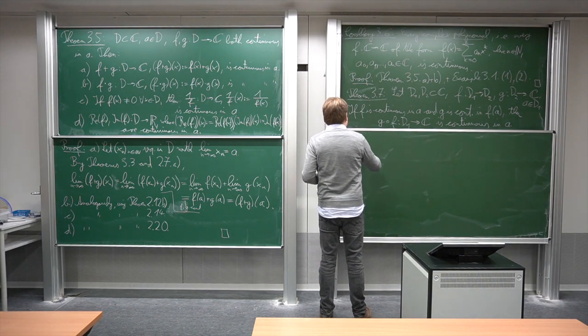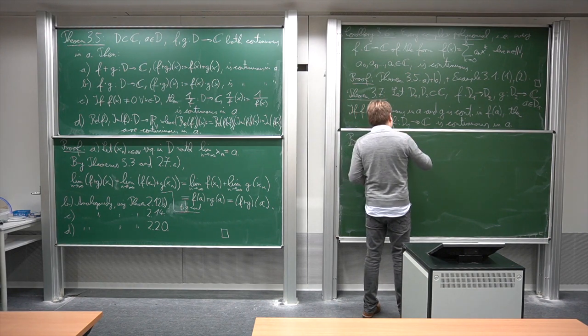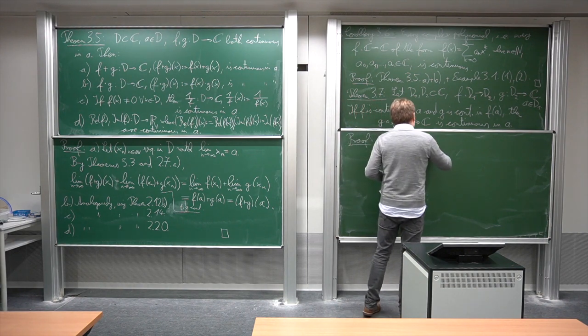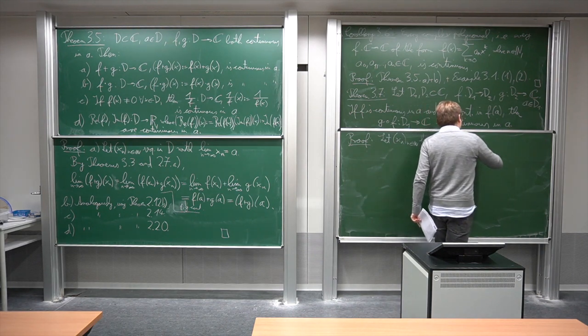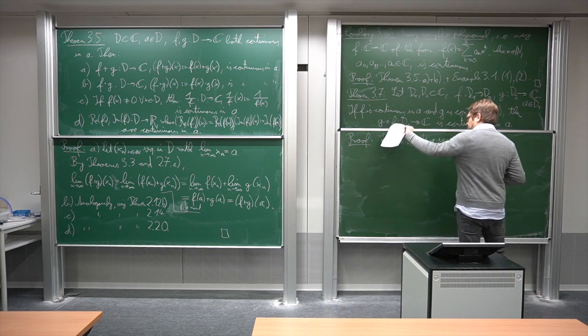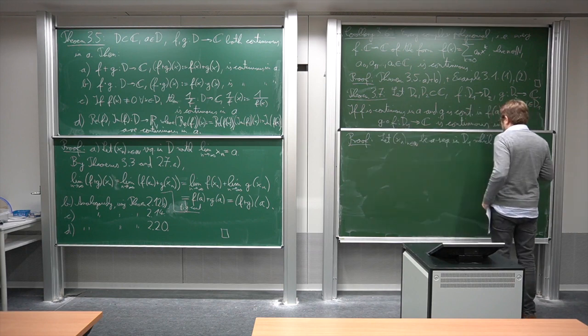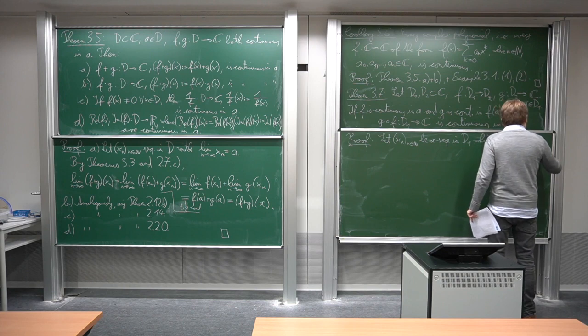Namely, again, we can take sequences. Let, again, xn be a sequence in D1, which converges to a. And we need to show that the composition g circ f at xn, that this sequence then converges to g circ f of a.